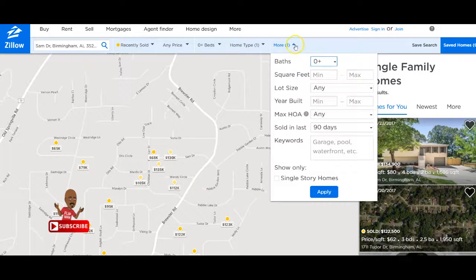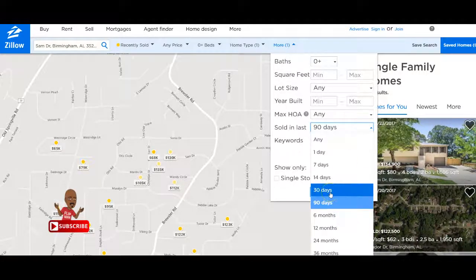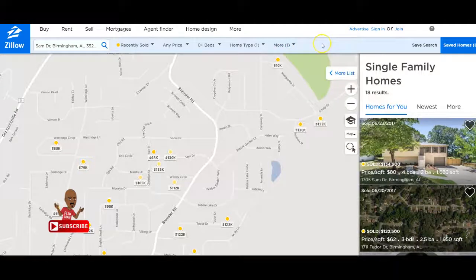All right, the other thing is under more, sold in the last 90 days. Now, sometimes you may have to go 6 months. If you can get enough data with 30 days, that's even better. You may even have to go up to 12 months. Remember, Zillow is only pulling information that's made available by the county where the property you're targeting is located. So understand it's only going to be as accurate as that information, how current that information is.